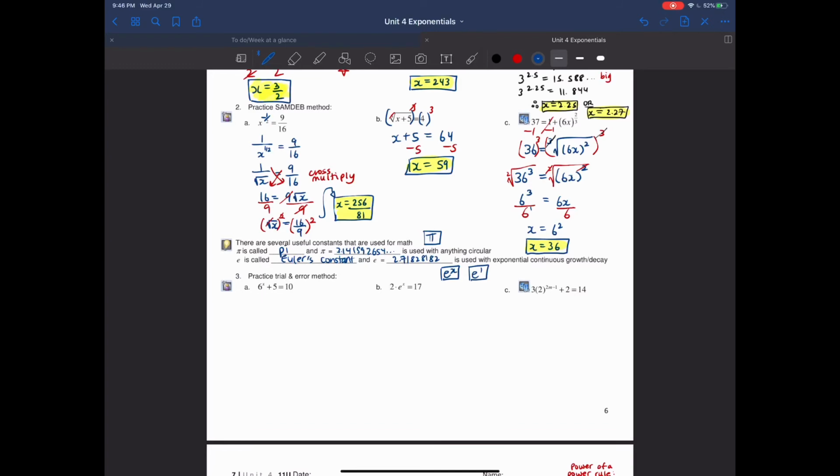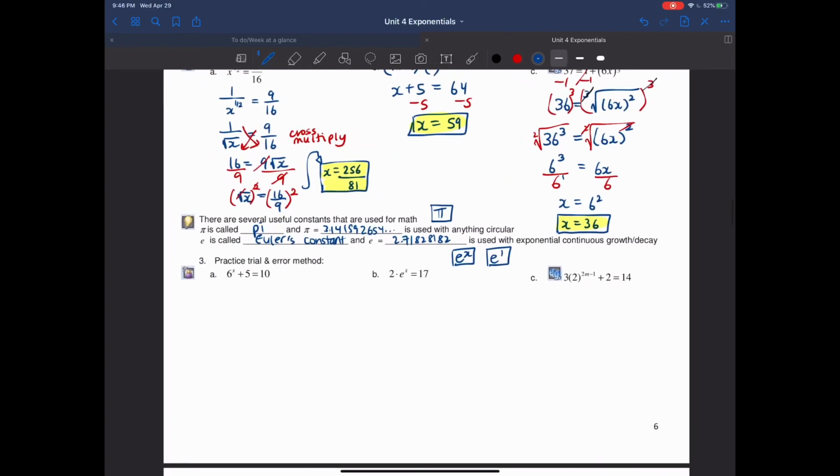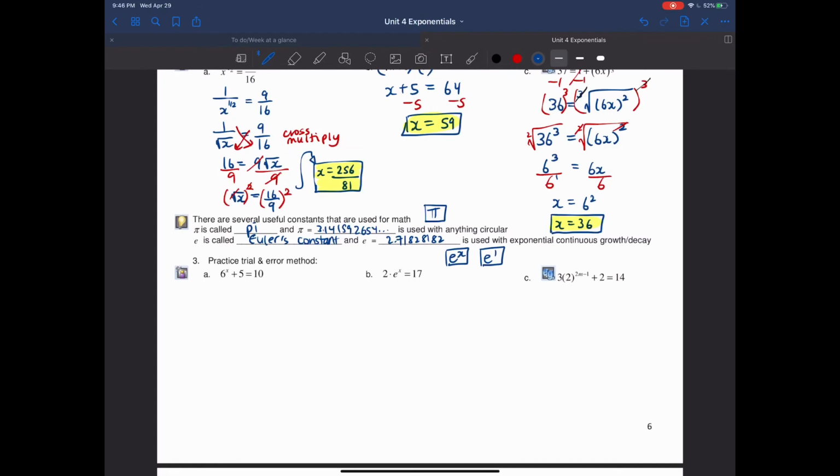Okay, so question 3A. Practice the trial and error method to solve for the x. So as you can imagine, I see the x and I want to isolate it.